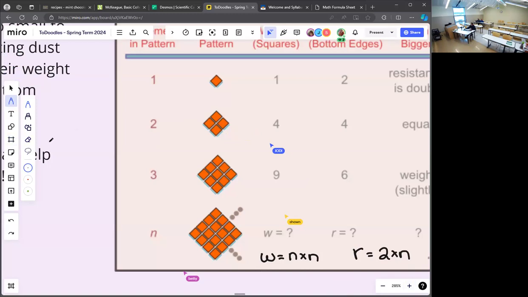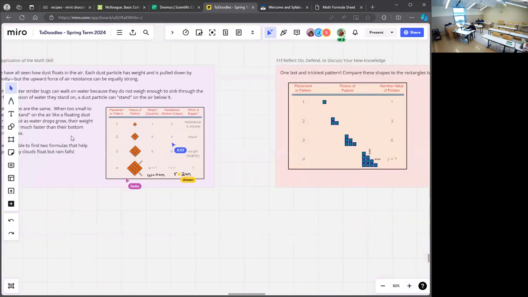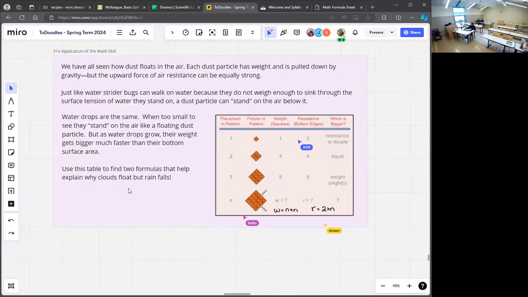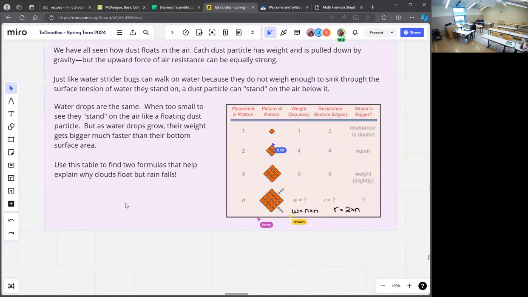So using just this little bit of pattern, we can explain why it is that dust can float, that water drops can form clouds, but when they get big enough, then it rains. Eventually the weight of the object overwhelms how much surface area it has on the model.